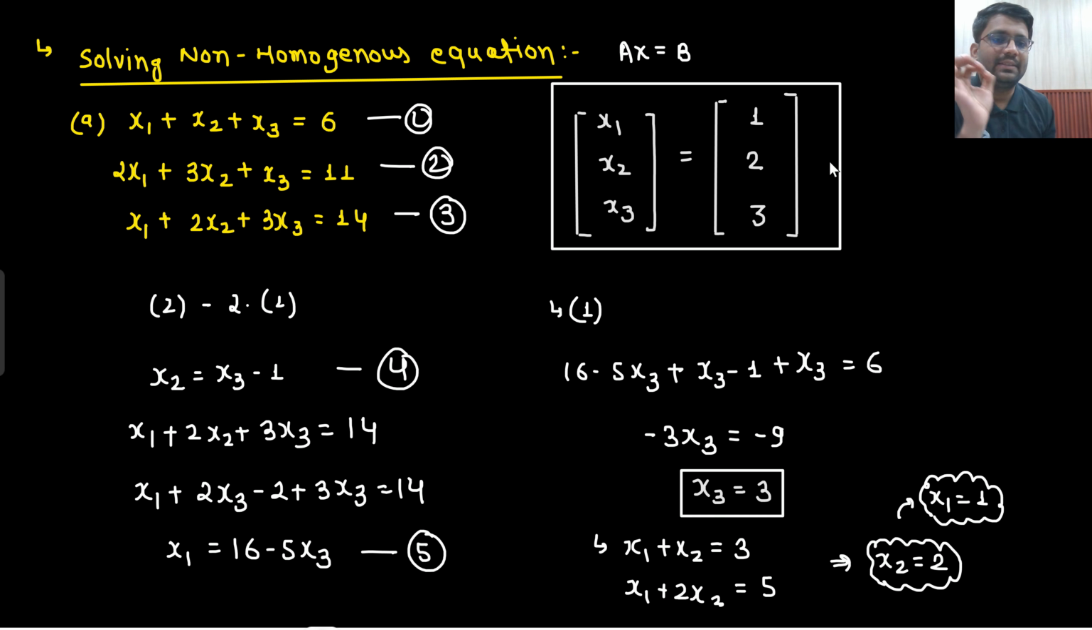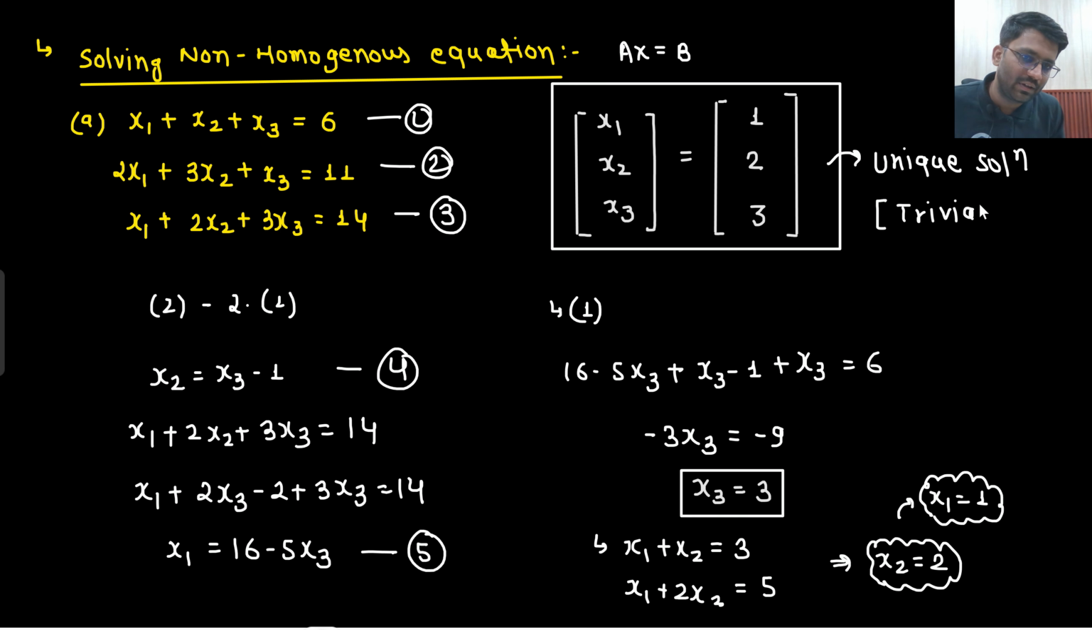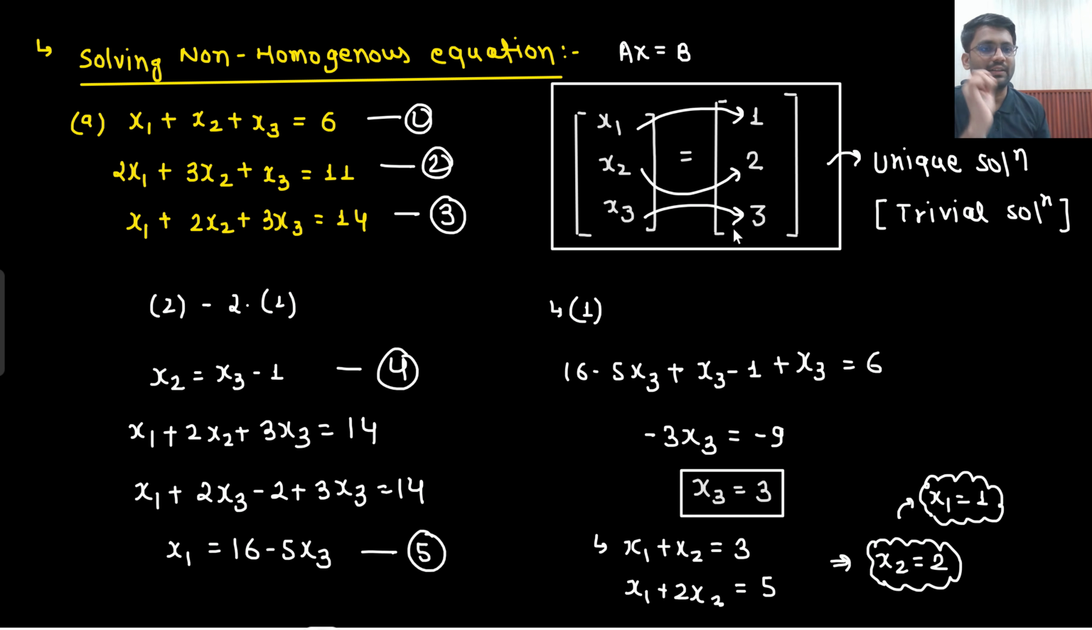The important part is this is a unique solution. What will I call it? Unique solution. There is another name for unique solution. Unique solution means trivial solution. Other name is trivial solution. So here you are getting unique values of x1, x2, x3. x1 can take only the value 1, x2 can take only the value 2, and x3 can take only the value 3. So x1, x2, x3 can take unique values.